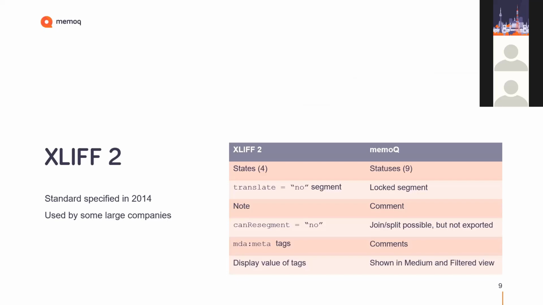Segments that are marked as non-translatable will be imported as locked. Notes will be imported as comments. In XLIFF 2, you can have groups and files as well. If a section is marked as something that cannot be resegmented, it is even possible that you can resegment, that is, join and split the segments within memoQ, but when you export the file, the same segmentation will return as you had before.